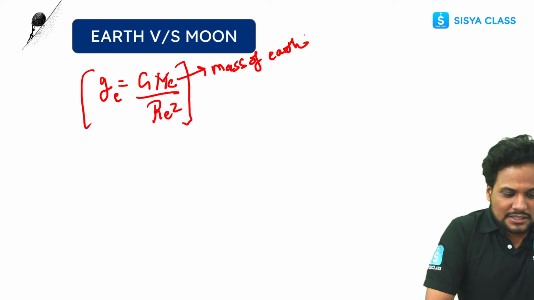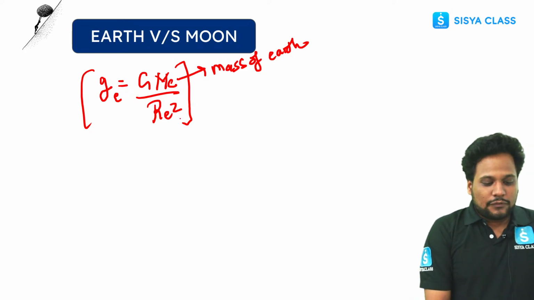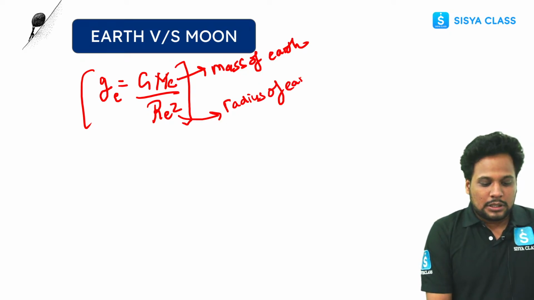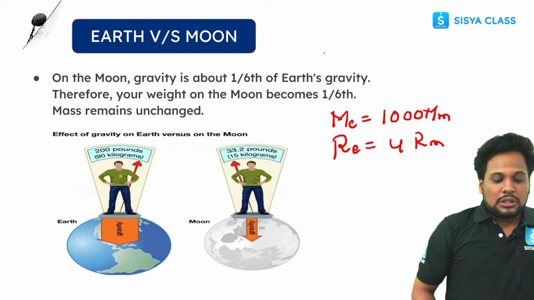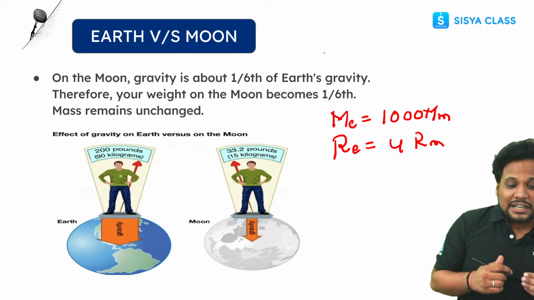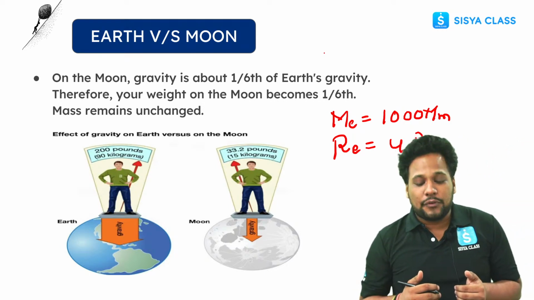तो ये हम समझते हैं सारी चीजें. So this is mass of earth, let's suppose, and this is the radius of earth. As I told you, the mass of earth is 1000 times that of mass of moon, and the radius of earth is 4 times that of radius of moon.